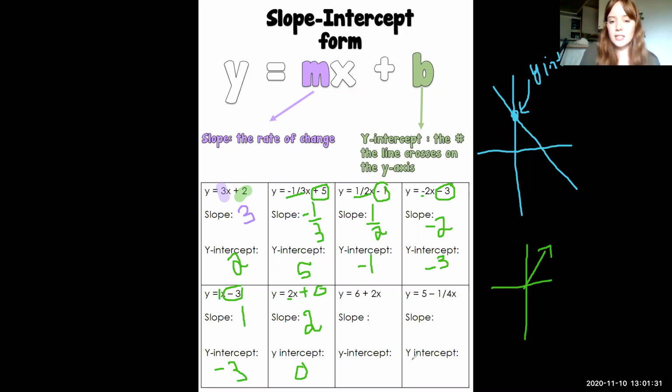The next one, you guys are going to see this and you're going to want to say the slope is 6, but it's not really 6 because the slope is the number in front of the x. So our slope is actually 2. Our y-intercept is what's being added or subtracted, which is 6. Since there's no sign in front of the 6, it's a positive 6. This last one, our slope is the number in front of the x. It's the whole piece in front of the x, so it's actually -1/4. And our y-intercept, the point where it's going to cross on the y-axis, is 5.